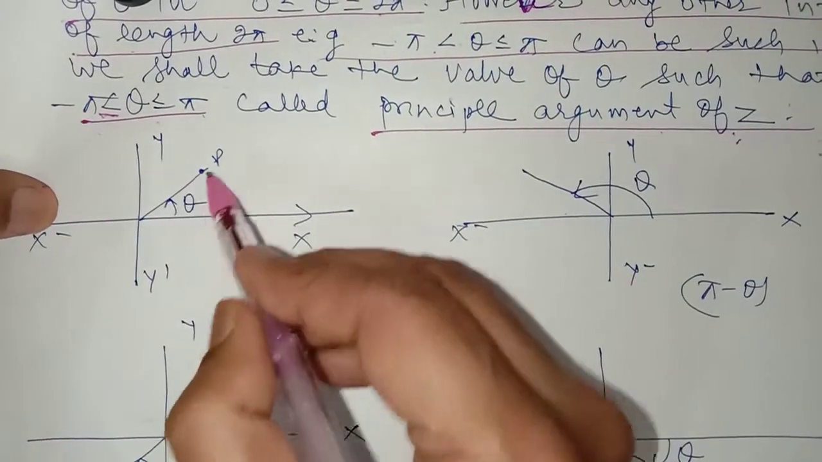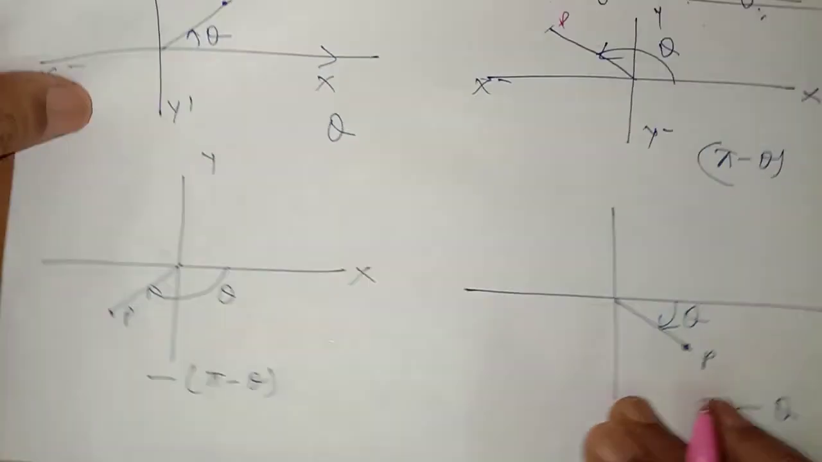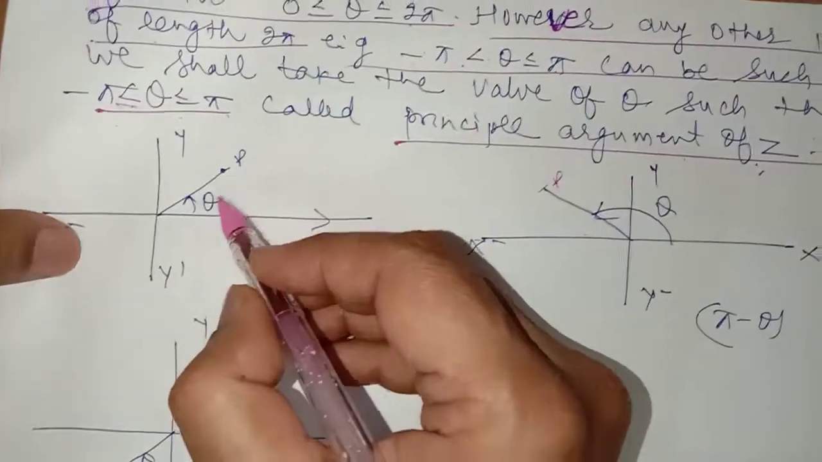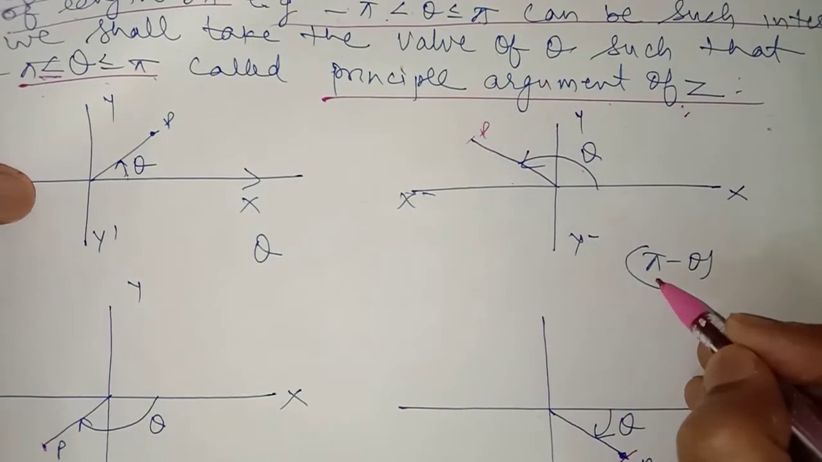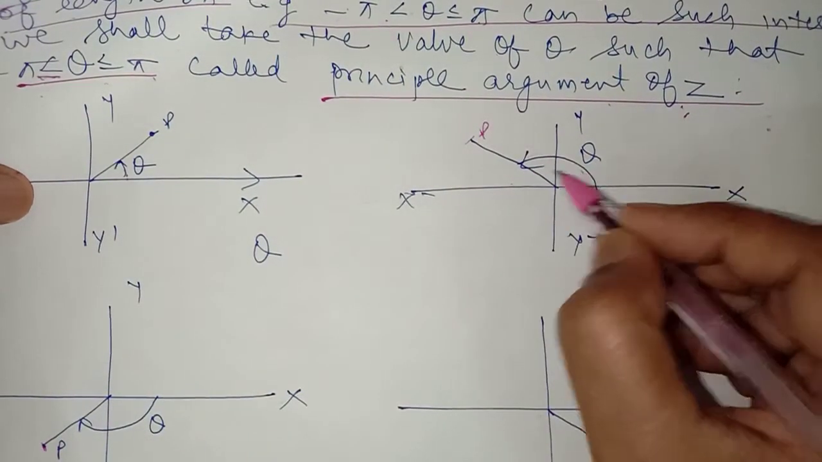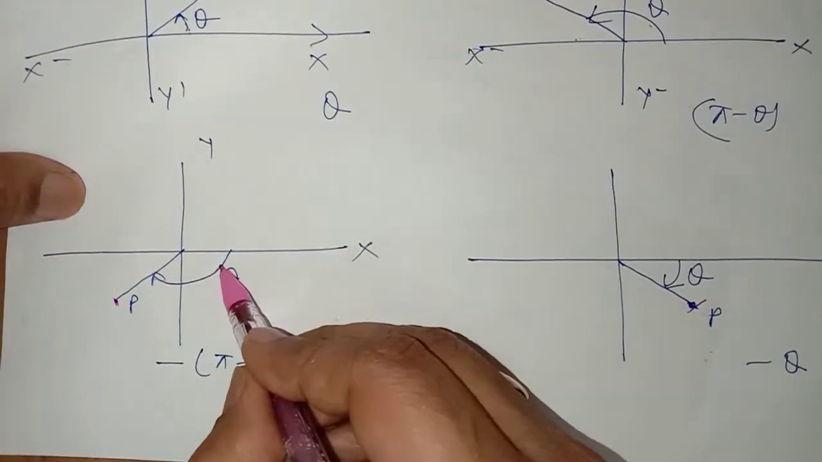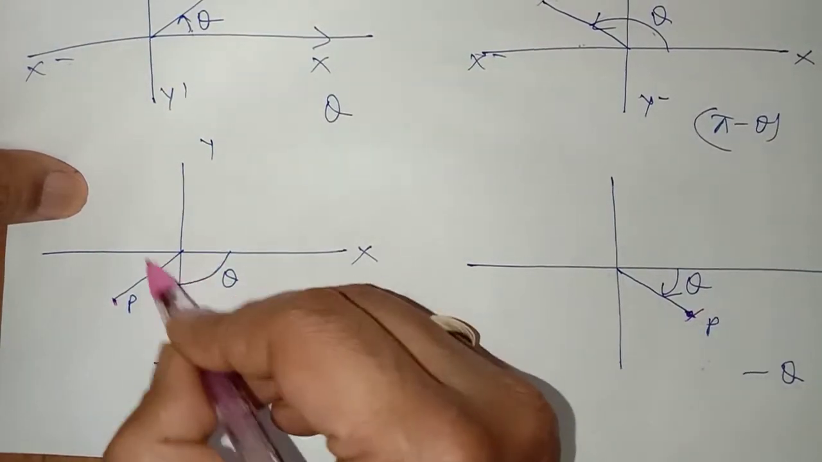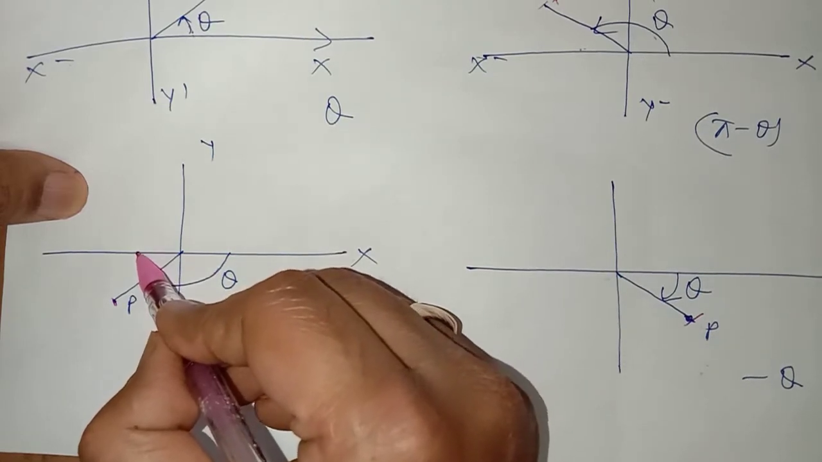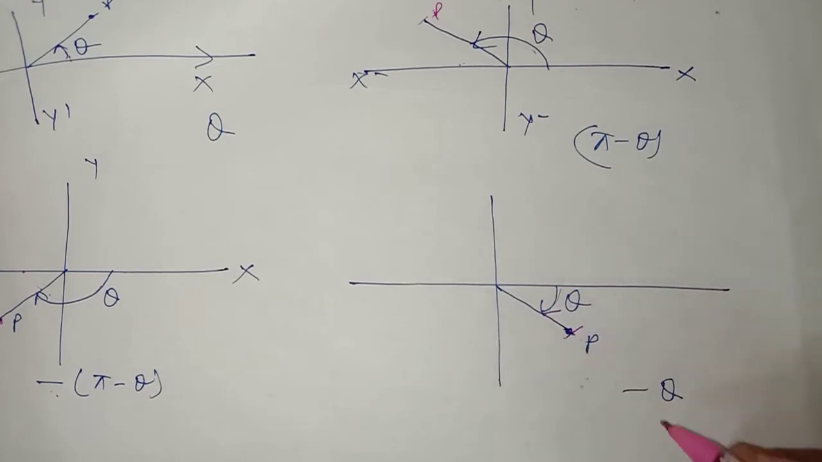So we have 4 cases. The point can be in the first quadrant, the second quadrant, the third quadrant, or the fourth quadrant. Now, if it is in the first quadrant, then the argument will be theta. If in the second quadrant, then the argument will be 180 minus theta, this angle made with the positive direction of the x-axis. And if it is in the third quadrant, then it will be minus (180 minus theta). If you subtract this angle from 180, you will get this, and because in the clockwise direction we put a minus sign. And in the fourth quadrant, if this angle is theta, then the argument will be minus theta.